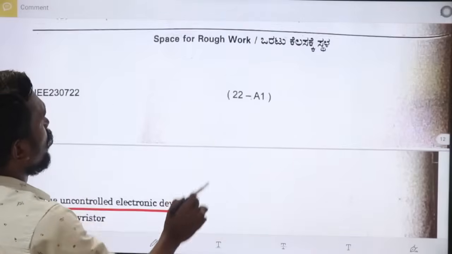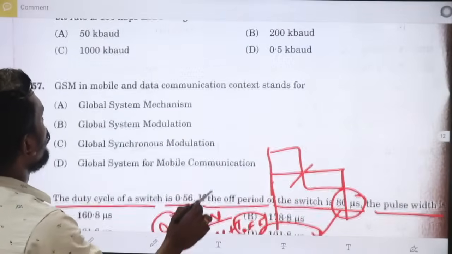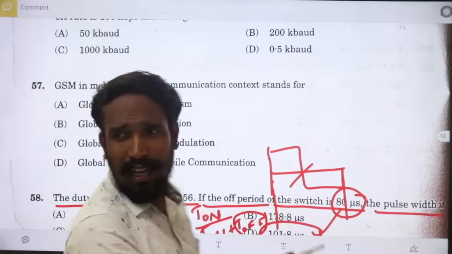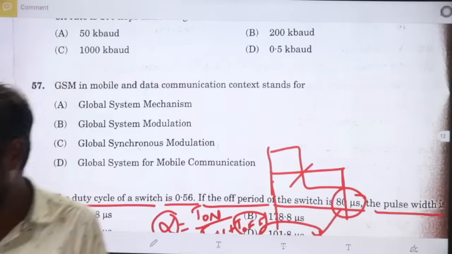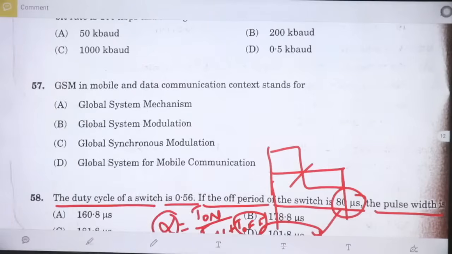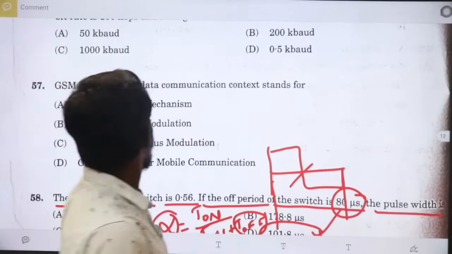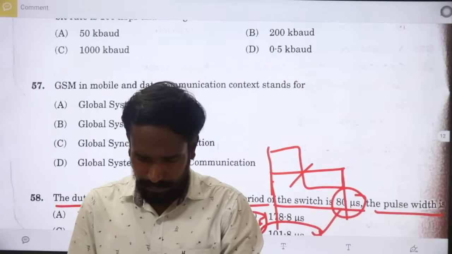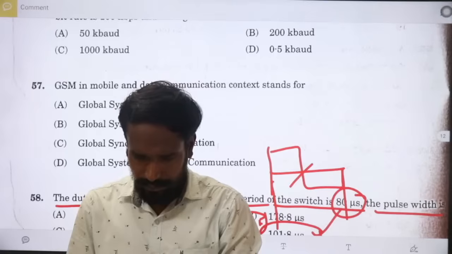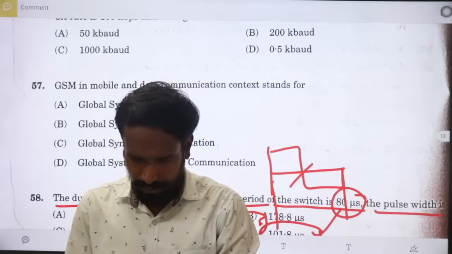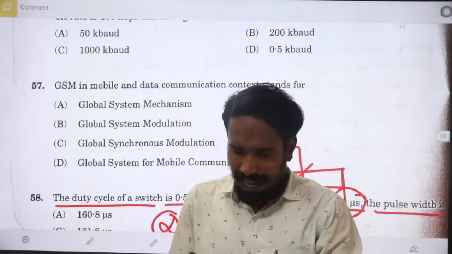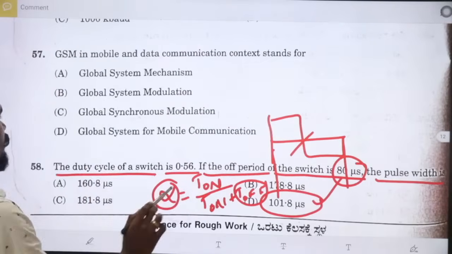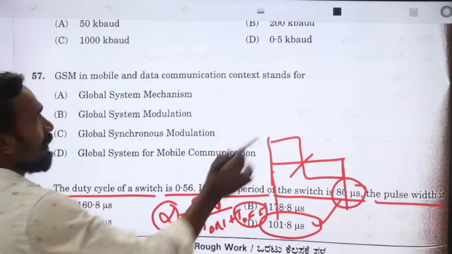Let's go for the next question. What is our next question? Actually, I have to give these answers first. The answer for 57, option D is the correct answer.